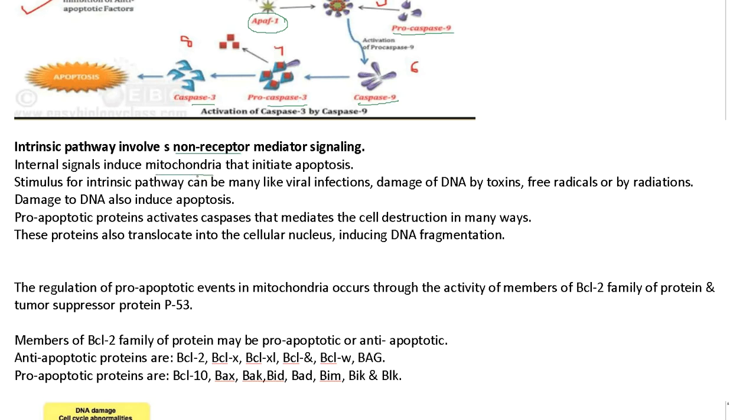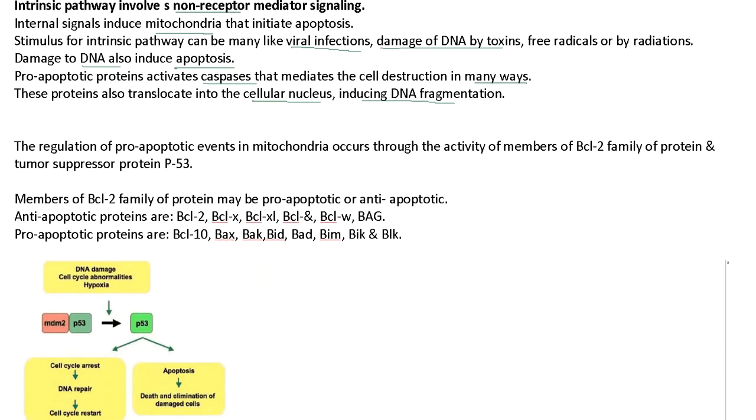So there is some stimulus which is required, for example viral infection, damage of DNA by toxins, free radicals or radiation. There is damage to the DNA which induces apoptosis, and pro-apoptotic proteins activate caspases that mediate cell destruction in many ways. These pro-apoptotic proteins translocate to the nucleus, inducing DNA fragmentation.